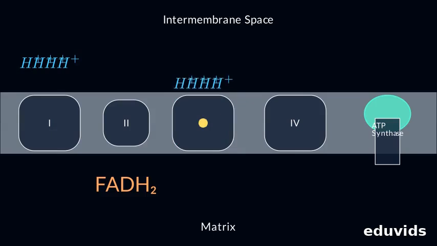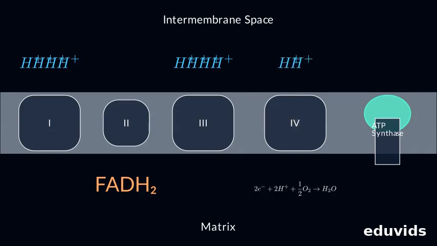Complex 3 passes electrons to cytochrome C and, with each pair, pumps another 4 protons into the alley, tightening the electrochemical gradient. At complex IV, electrons finally meet oxygen to form water, and the last 2 protons are pumped, bringing the running total to 10 per NADH.